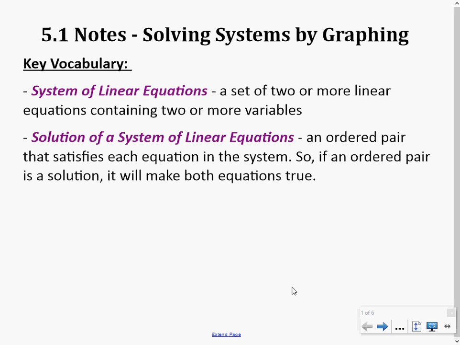Hi everybody, this is going to be our first Chapter 5 video, and it's going to talk about systems of equations, and we're going to be solving by graphing. So let's talk about what a system of linear equations is.